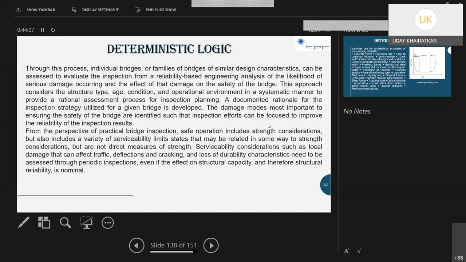On the procedure of practical bridge inspection, safe operation includes strength considerations, but also includes a variety of serviceability limit states and may be treated in some way similar to the strength consideration, but are not direct measures of strength.